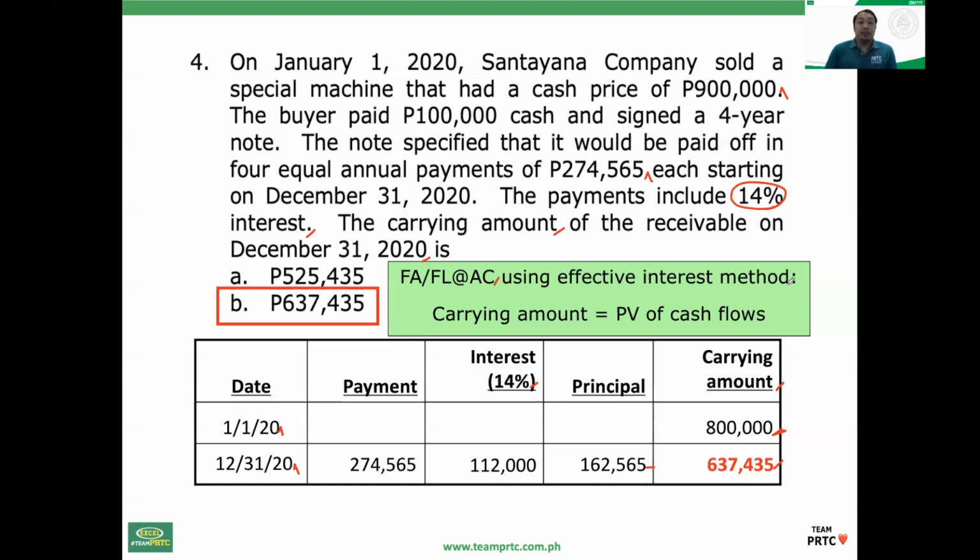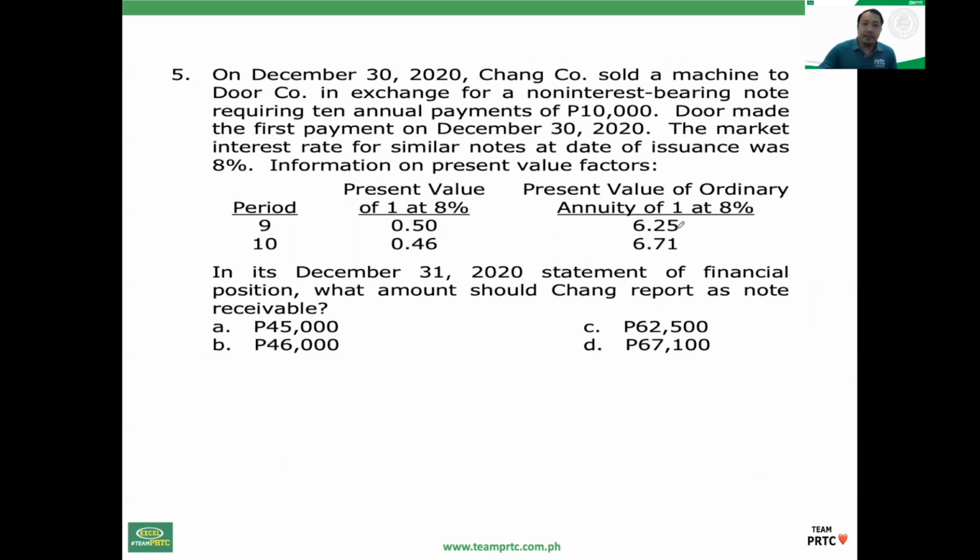Okay? So to illustrate, number 5, that's the requirement. Carrying amount, the amount to be reported as notes receivable. So, ito ang background. On December 30, 2020, the company sold a machine in exchange for a non-interest bearing note. Long term, 10 payments of 10,000, non-interest bearing. Ang kailangan natin sana, cash price. Kaya lang hindi given. So tayong magko-compute ng cash price.